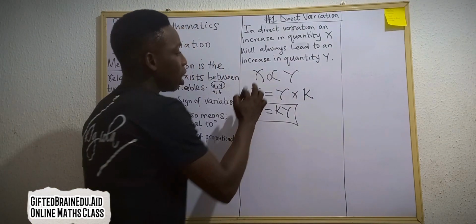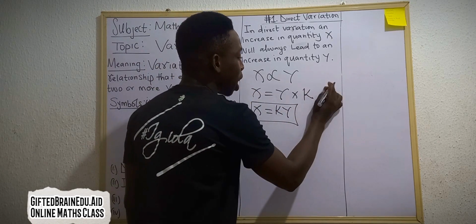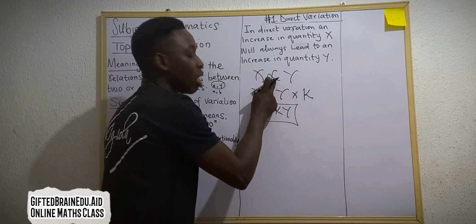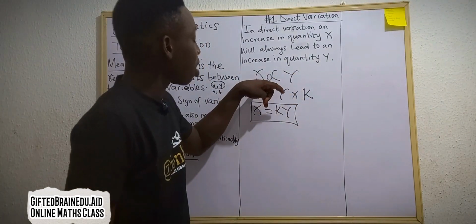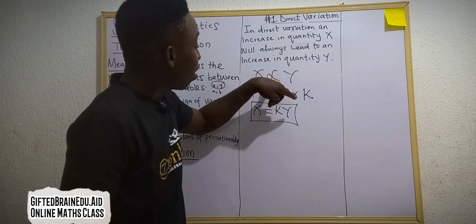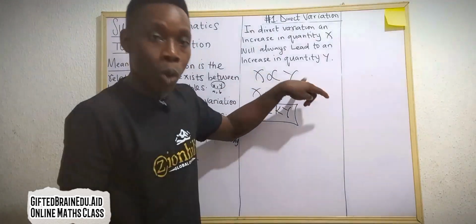Don't forget, x and y are called variables, and k is your constant of proportionality, and this sign is called the sign of variation, which is simply read as x is directly proportional to y, or x varies directly as y.